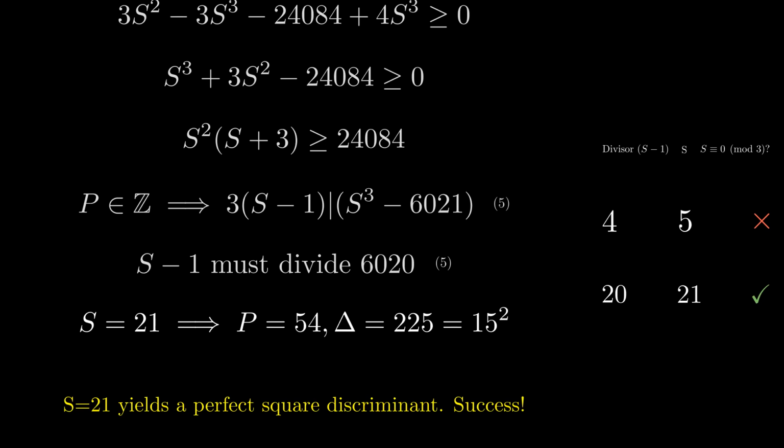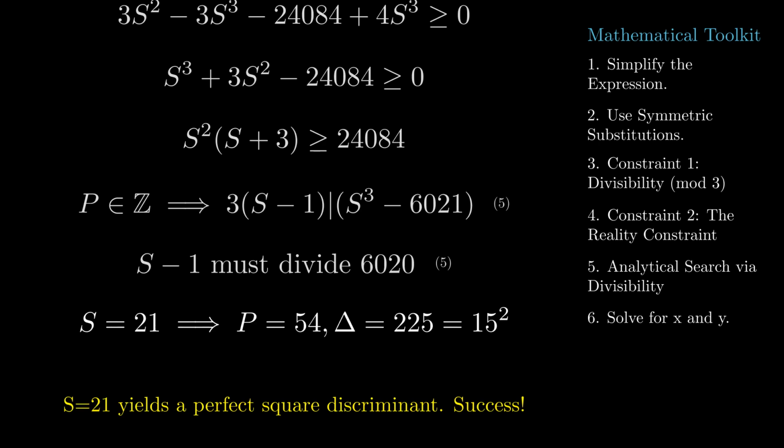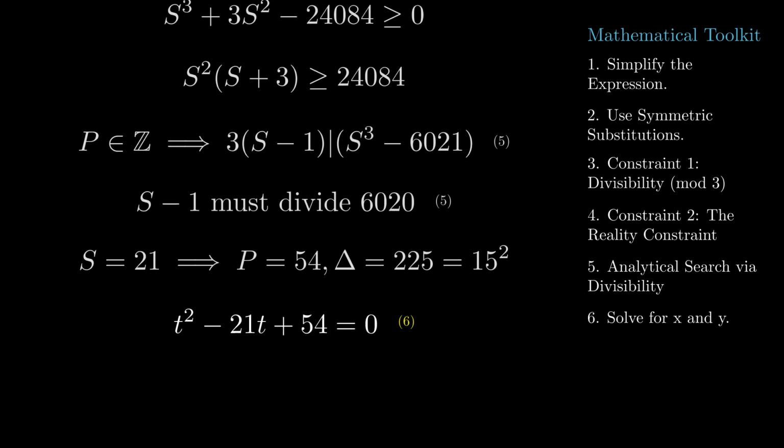The number 20 is a divisor of 6020, which gives s equals 21. 21 passes both our conditions. We calculate p to be 54, and the discriminant is 225, which is 15 squared. Success!